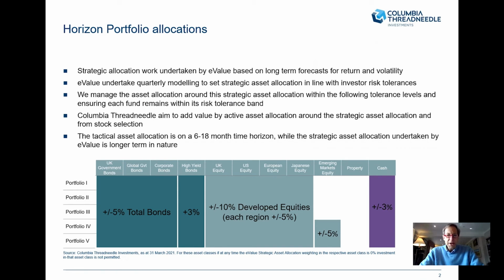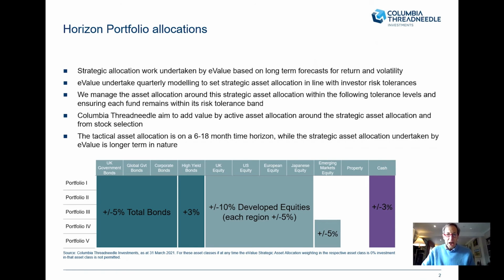Then we at Columbia Threadneedle aim to add value for your clients through tactical asset allocation, which is taking a rather shorter term view to e-value, but still a medium to long term view. We're looking really at sort of 6 to 18 months. So taking a tactical asset allocation view around e-value's benchmarks, and we're looking to add value by stock selection, stock picking in our equity and bond funds.